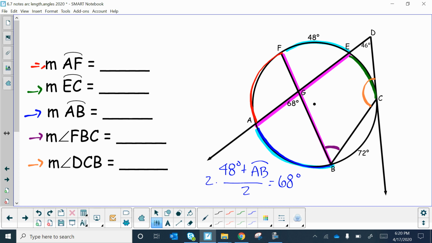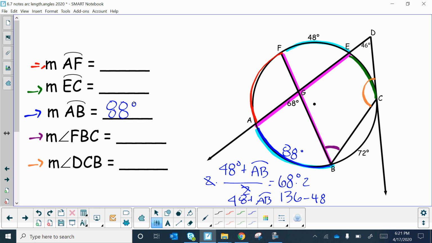So I'm going to times by 2, times by 2. 68 times 2 is 136. And so 48 plus AB, I'm going to minus 48 from 136, and I get 88. So this arc right here, guys, is 88 degrees. Okay, so that's my first easiest one. So this one is 88 degrees.